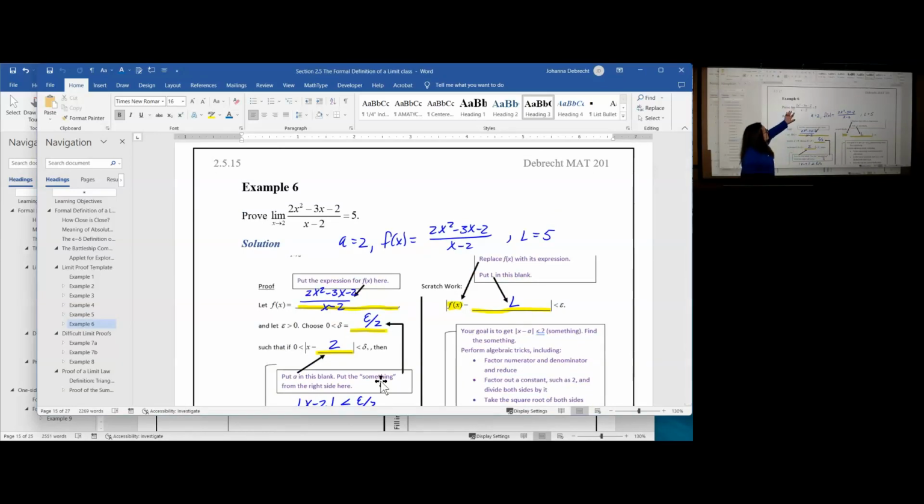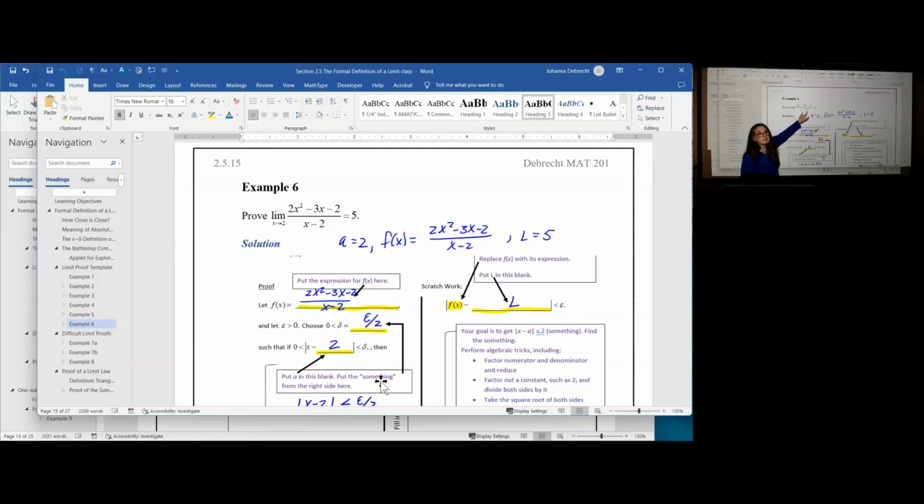This says the limit as x approaches 2, so the value of a is 2. We have another rational function, 2x squared minus 3x minus 2, all divided by x minus 2. My limit value L is 5. I'm going to start with the rational function minus 5. I'm hoping to end up with an x minus the a value, which is 2.